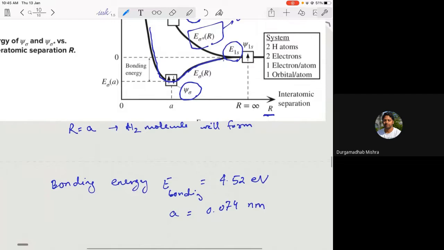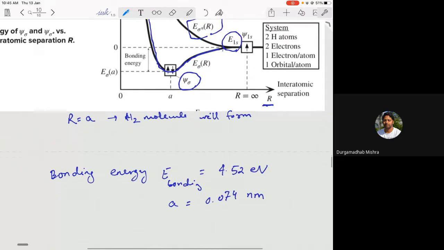have an energy of the bonding molecular orbital which will be lowered from the energy of the atomic orbital by 4.52 electron volt, and then a stable hydrogen molecule will form.